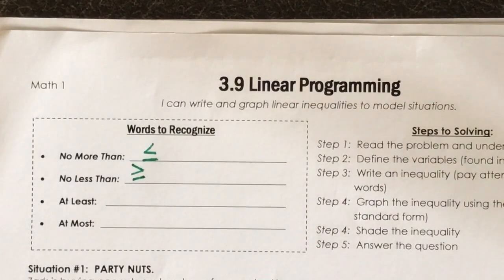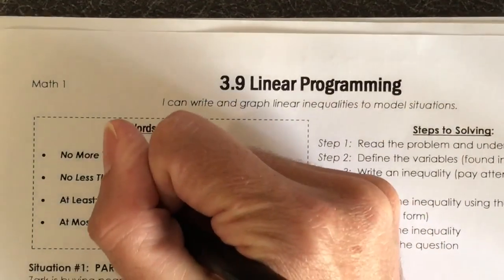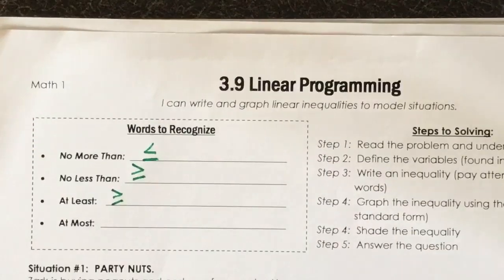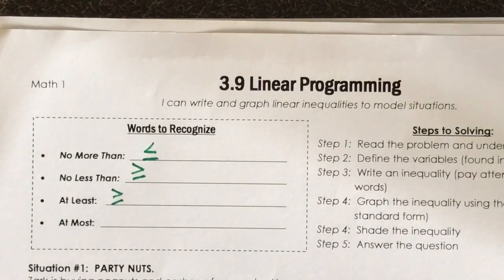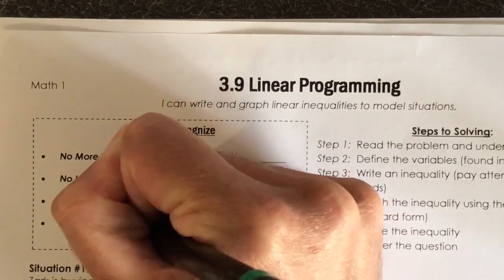At least. So you must make at least a 60 to pass math class. So what that means is you have to make a 60 or above. So you are going to use a greater than or equal to symbol. And at most, you can make at most a 100 on the assignment. So that means you can make 100 or less. So a less than or equal to symbol.